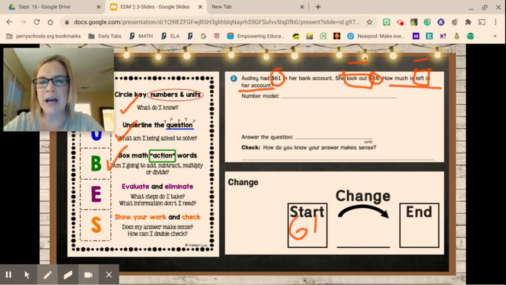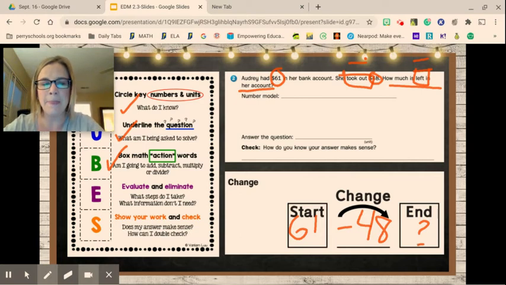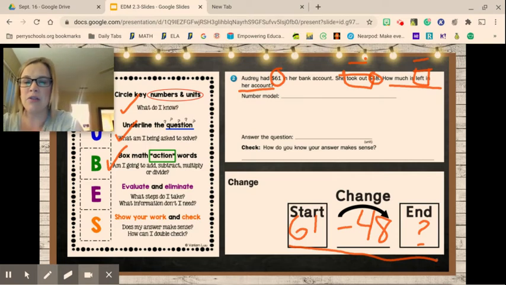And she took out that money. So take out means subtract. And we're trying to find out what she has left, or what's the end. Again, because I'm going from left to right and I don't have any missing pieces and I want to know the end, I can use this as my number story, my number model. So I'm going to say 61 minus 48.